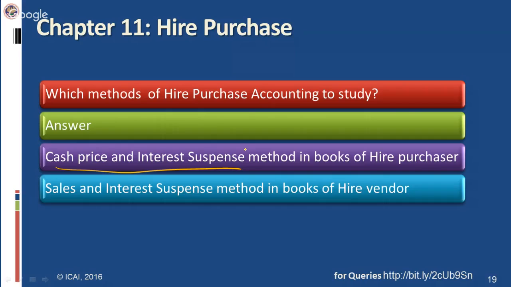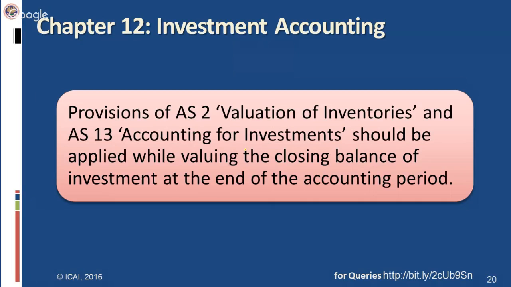So now move to chapter 12, investment accounts. In the investment accounts chapter, generally the problems come for 8 marks. Provisions of AS2, valuation of inventories. The provision of AS2 will be applicable only when you are holding the investment as a broker. You are handling the investment as a broker, you are not keeping it as an investment. If you are making investment transactions on a daily basis and your main intention is to sell the investment, then definitely AS2 will be applicable.